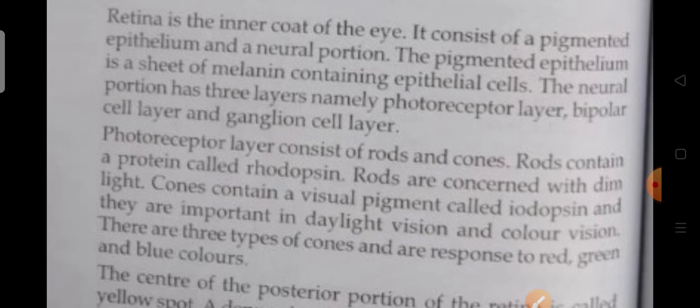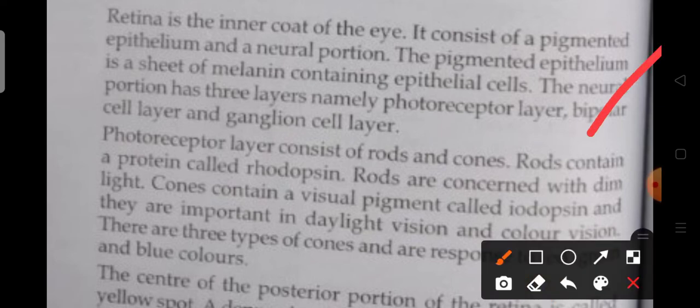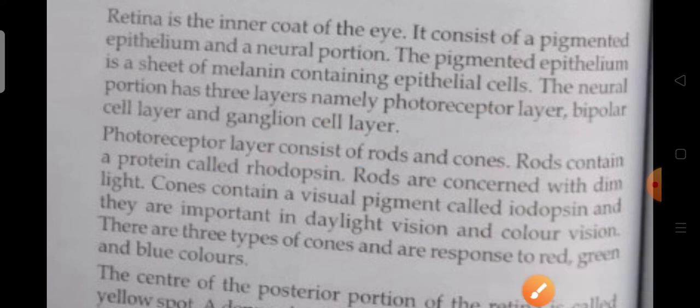So there are three types: bipolar, ganglion, and photoreceptor. The photoreceptor layer consists of the rods and cones. Rods contain a protein called rhodopsin. Rods are concerned with dim light.